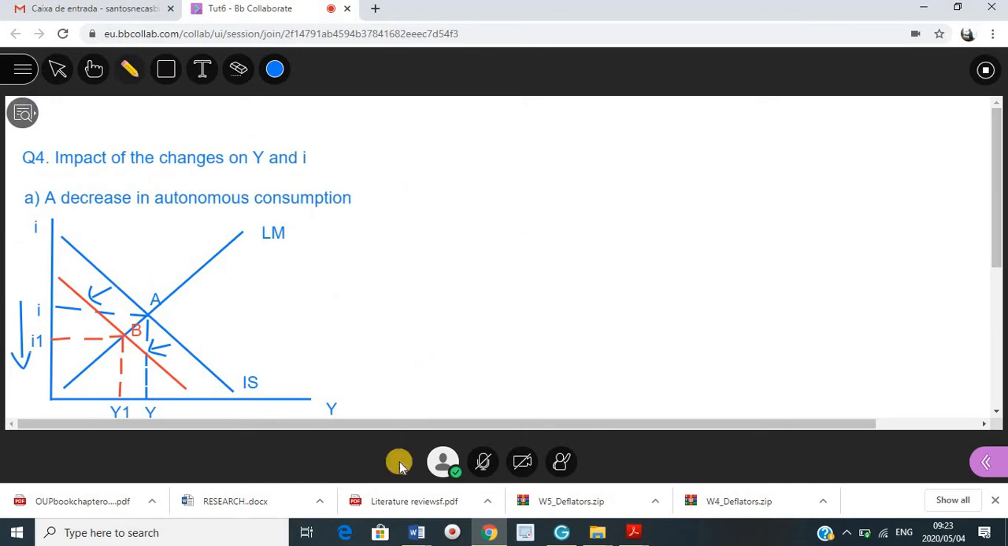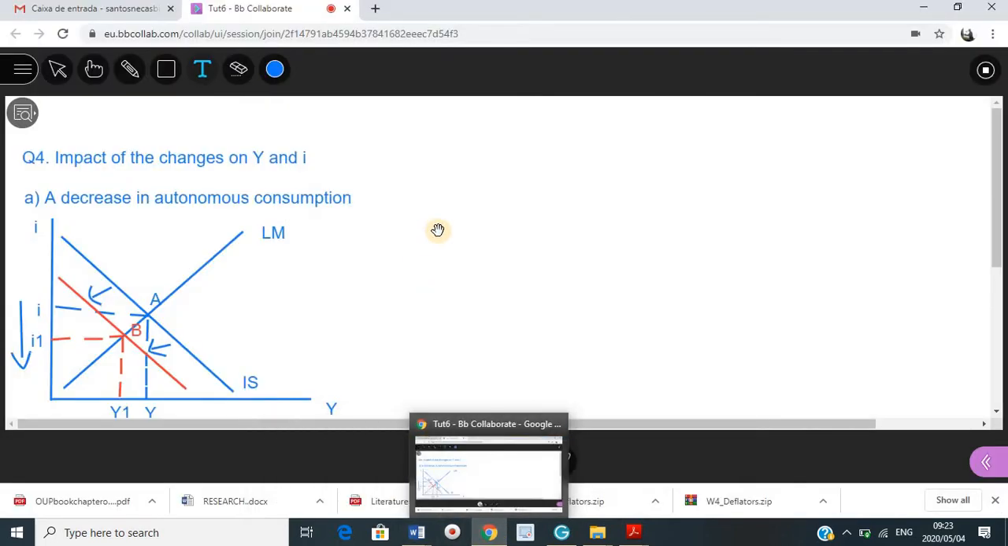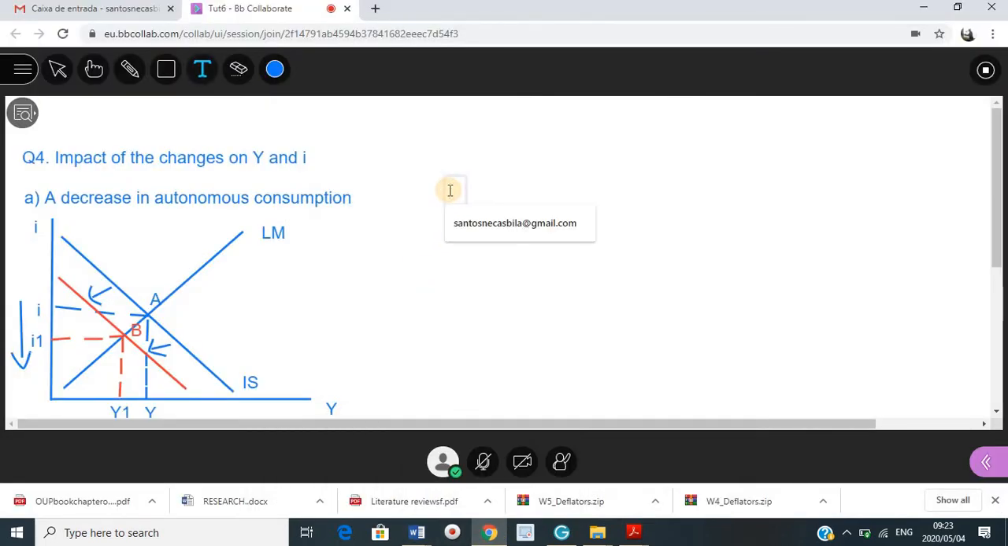So let's see, what does B say? It says monetary policy is used to offset the effect of a decline in consumption expenditure. That means we are going to have some sort of expansionary monetary policy.